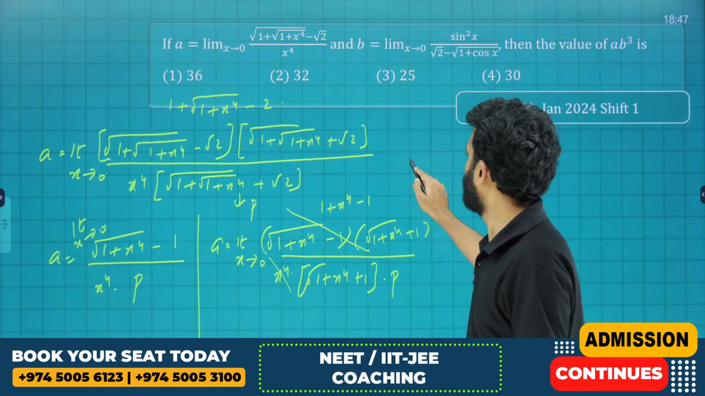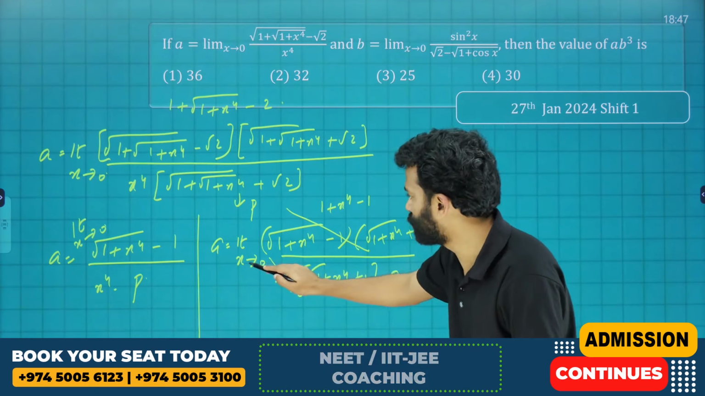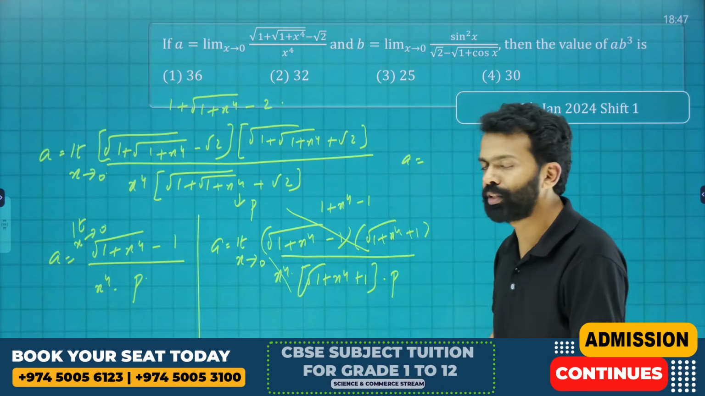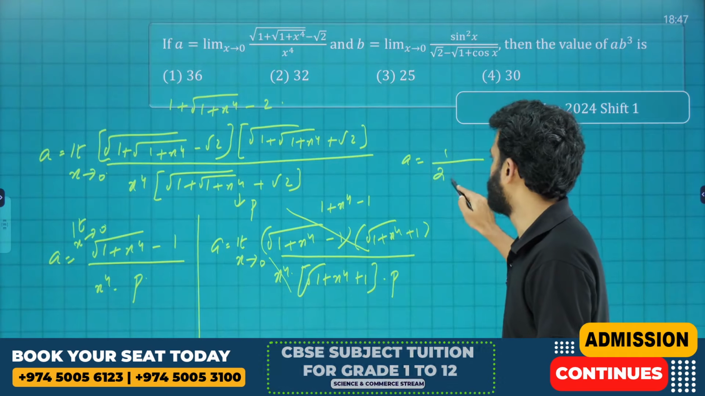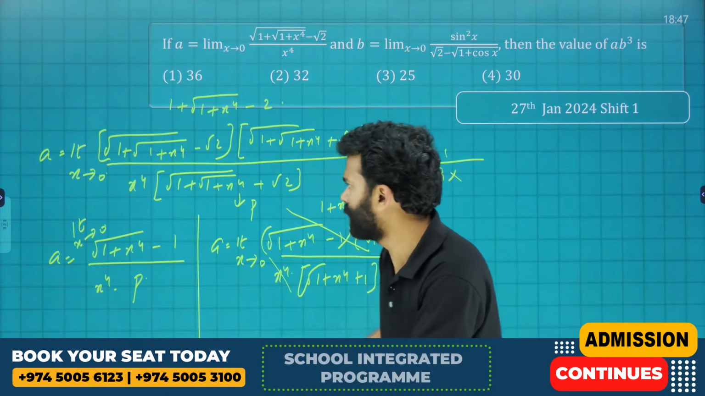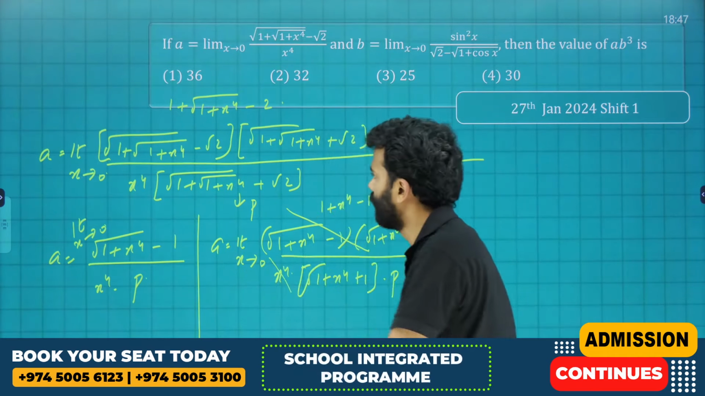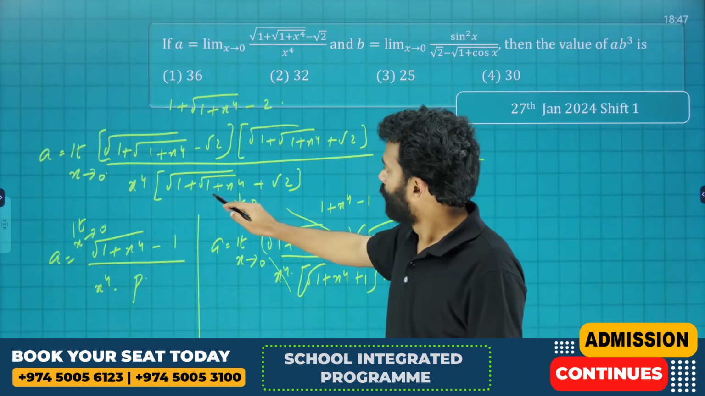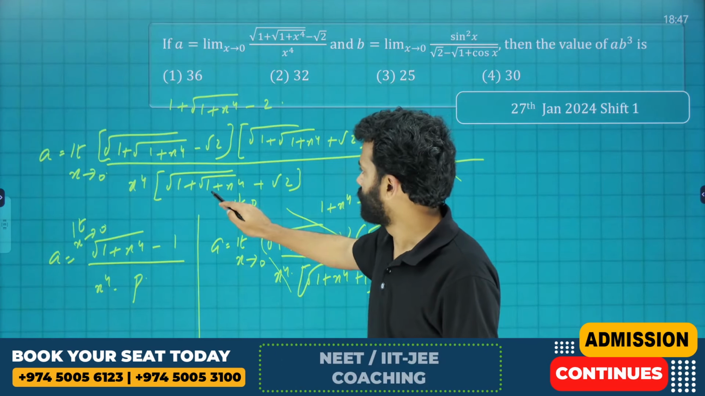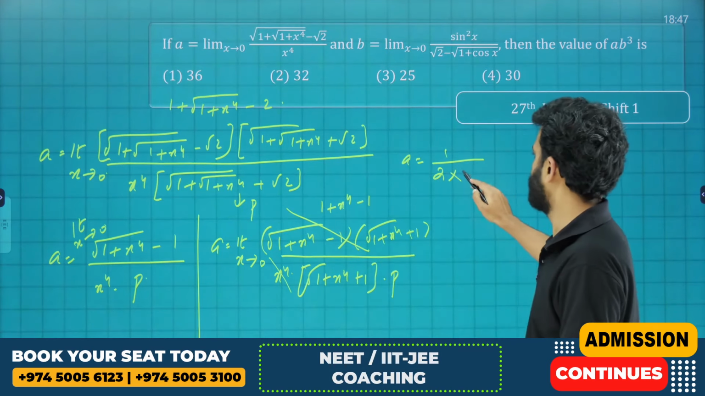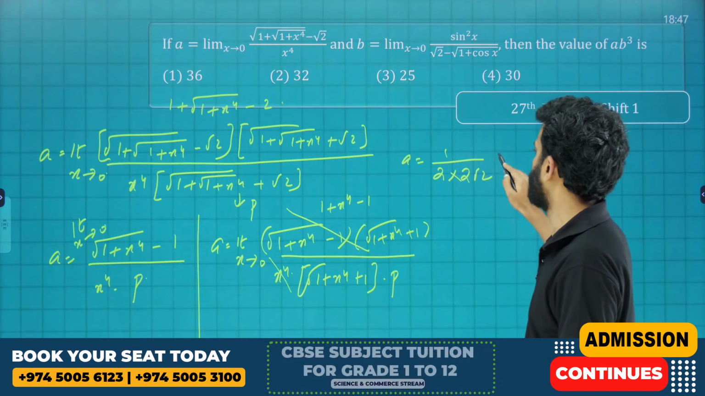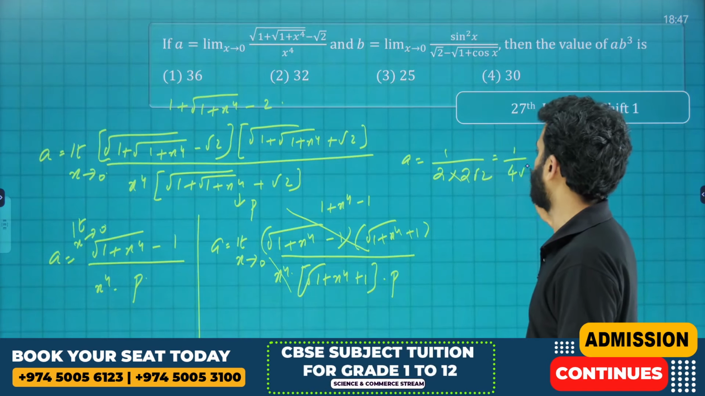Okay, so A will be equal to, apply x tends to 0 here, you will get root of 1 plus 0, which is what? 1, and 1 plus 1 is what? 1 by 2 into, what was P? P is here. We can substitute 0 here and substitute the value here. Okay, I think it will be 2 root 2. Yes, 1 plus 0 is 1, root of 1 plus 1 is root 2, root 2 plus root 2 is what? 2 root 2. That is, A is equal to 1 by 2 into 2 root 2. That is, A is equal to 1 by 4 root 2.